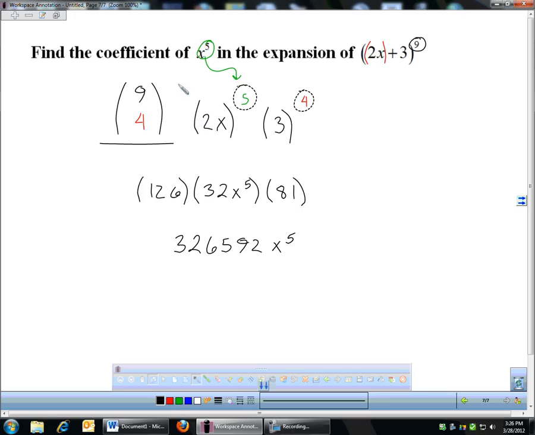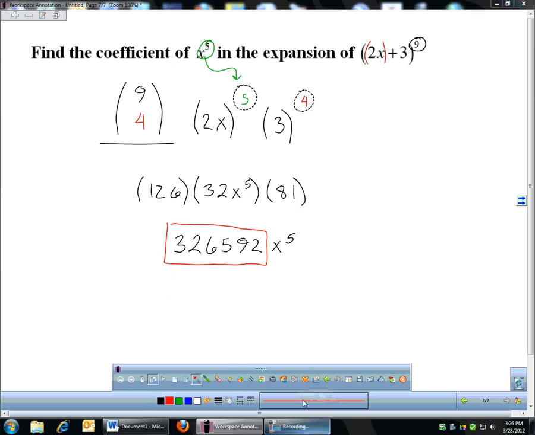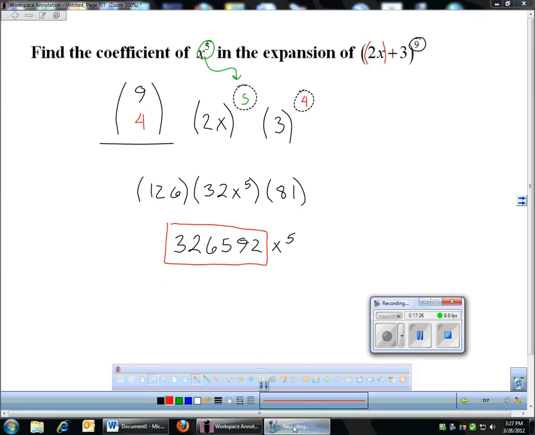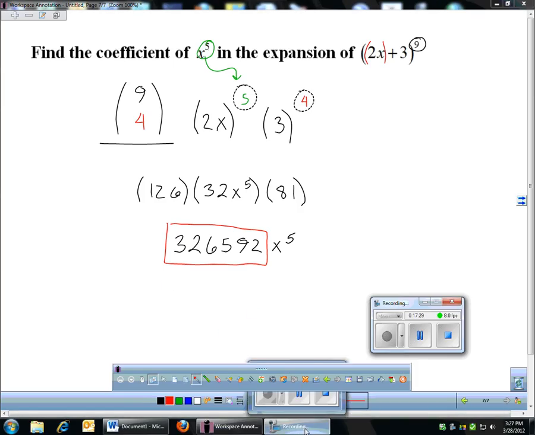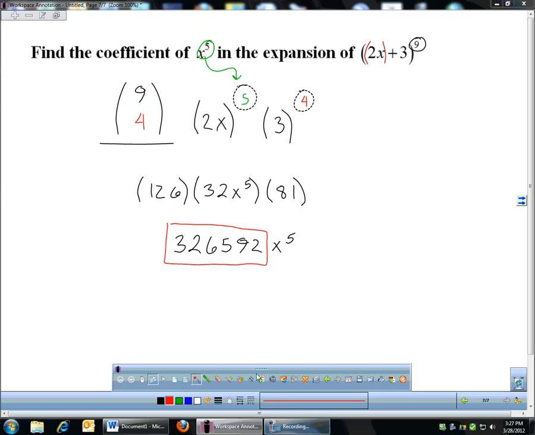And I asked for the coefficient of x to the fifth. So after I cleaned up, the coefficient was 326,592. There we go. And man, it still went long. I've got to find a way to cut this stuff down or be more entertaining. Maybe I could sing a song. I don't know. All right, so there we go.